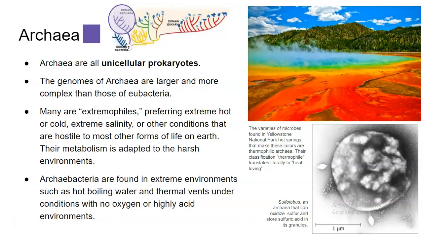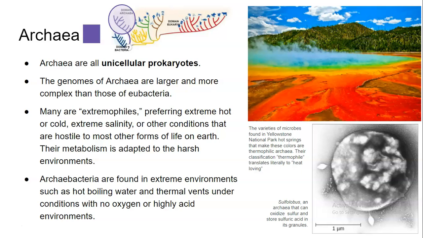Archaea are also unicellular prokaryotes, so they're only one cell big and they don't have a nucleus. But the genomes of archaea are much larger and more complex than those of eubacteria. Many archaea are what we call extremophiles, preferring extreme hot or cold environments, or environments that are really salty, have extreme salinity, or other conditions that are hostile to most other forms of life on Earth.